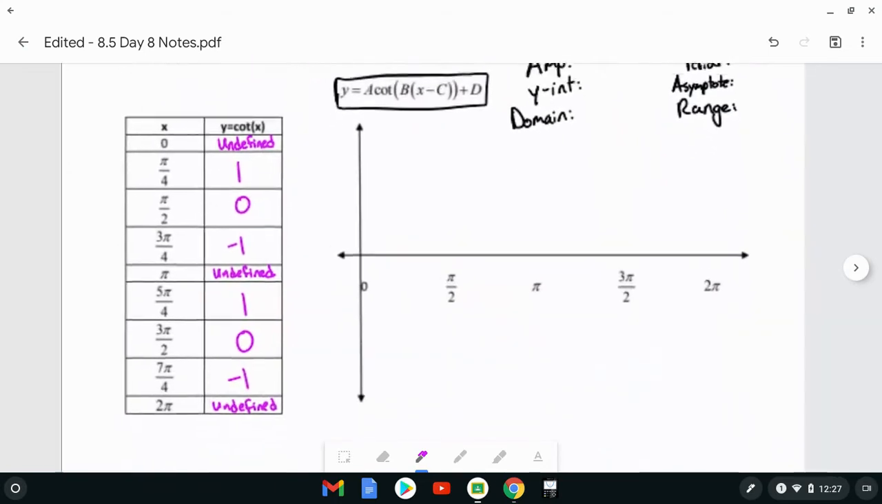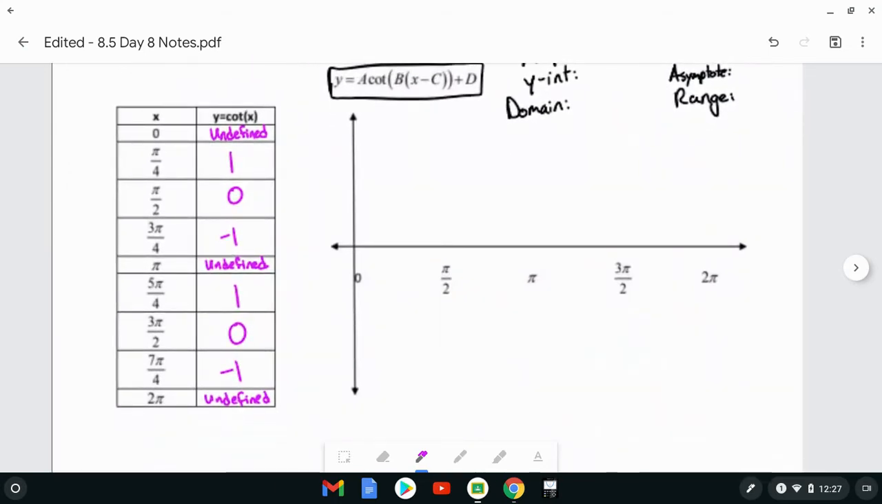Now looking at the reciprocal trig function, again, you see a similar pattern, but for cotangent, if we graphed all these points, you would notice that it actually goes down, it decreases. So at pi over 4, it's actually 1, and then it goes through 0 at pi over 2, and then hits that minimum at 3 pi over 4, where our vertical asymptote is at pi.